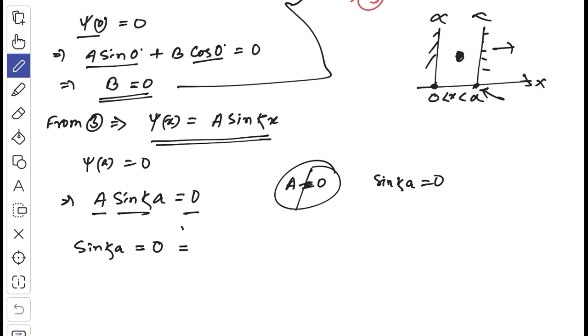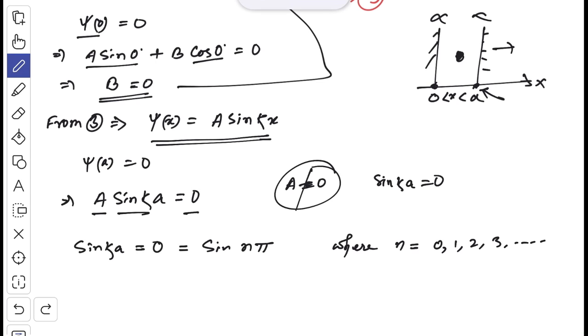Now, what is the solution for sin x equal to 0, or sin theta equal to 0? That is sin n pi. Sin n pi will be equal to 0, where n is 0, 1, 2, 3, and so on. That means it must be a multiple of pi, then it will be 0.